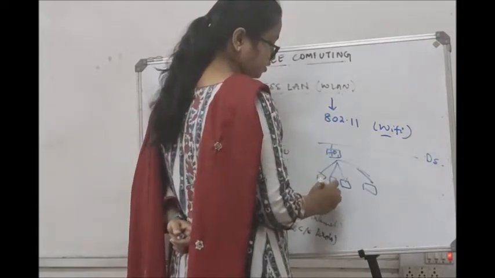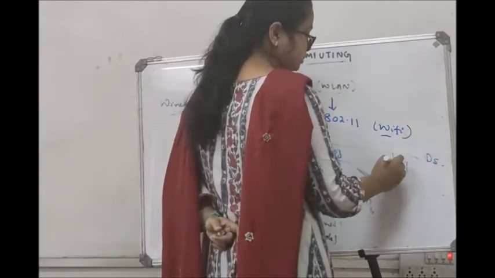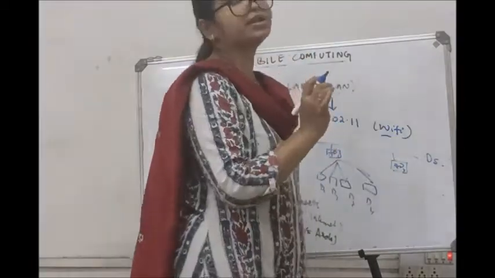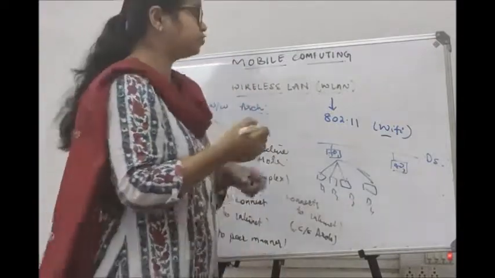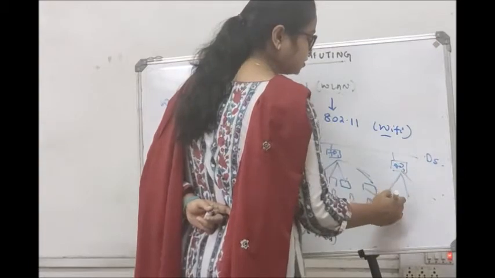Suppose this is D1, D2, D3, D4. This is AP1, this is AP2, access point 2. It may be anything, a switch, router or any intermediate device that is capable of connecting to a different network. That is what an AP is. Okay, through which we can access. That's why it's called an access point.